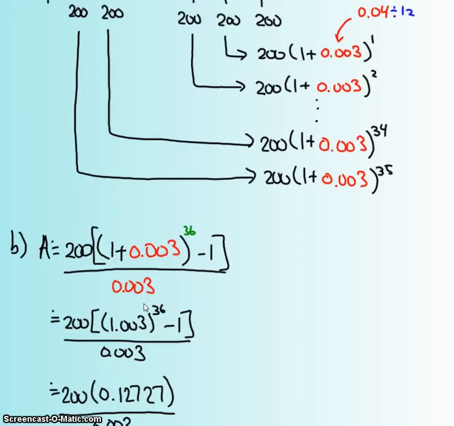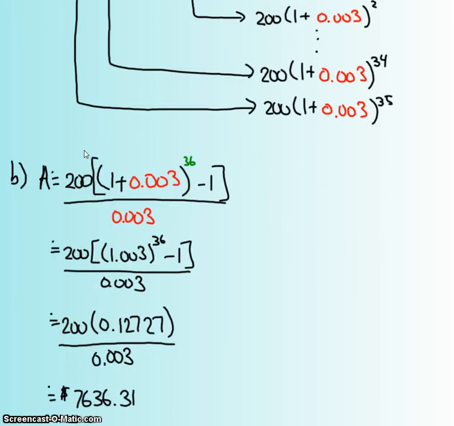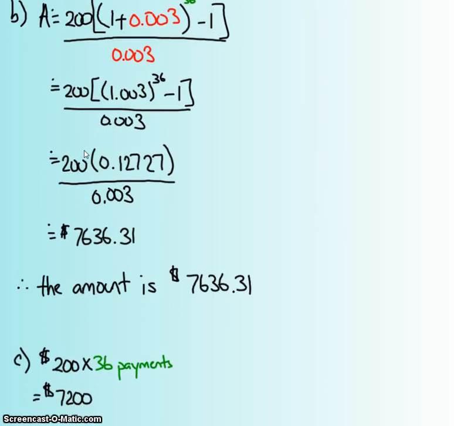Now the last question, what did that ask you for again? How much interest will the annuity have earned? So let's think about it logically. If she had just taken the money and put it under her pillow, she didn't invest it, she's going to put $200 every single month for 3 years under her pillow. So she's not going to get any interest. We're going to take $200 times 36, and you get $7,200. But if she had invested in the bank, she's going to get this much.